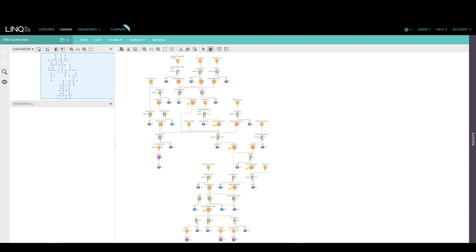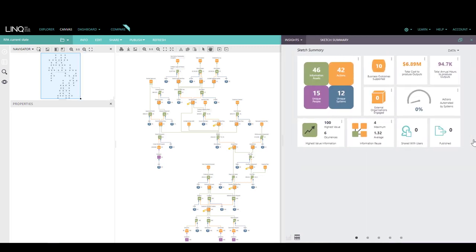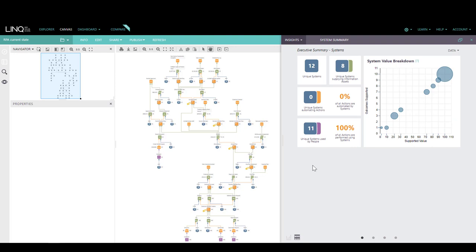My name is Neil, and today we're going to be looking at the System Summary Insight. The insights are open from the insight bar on the right-hand side of the application, and from the Insights drop-down we can pick the System Summary Insight. This has been designed to pivot around the system nodes that we're capturing in our sketch.